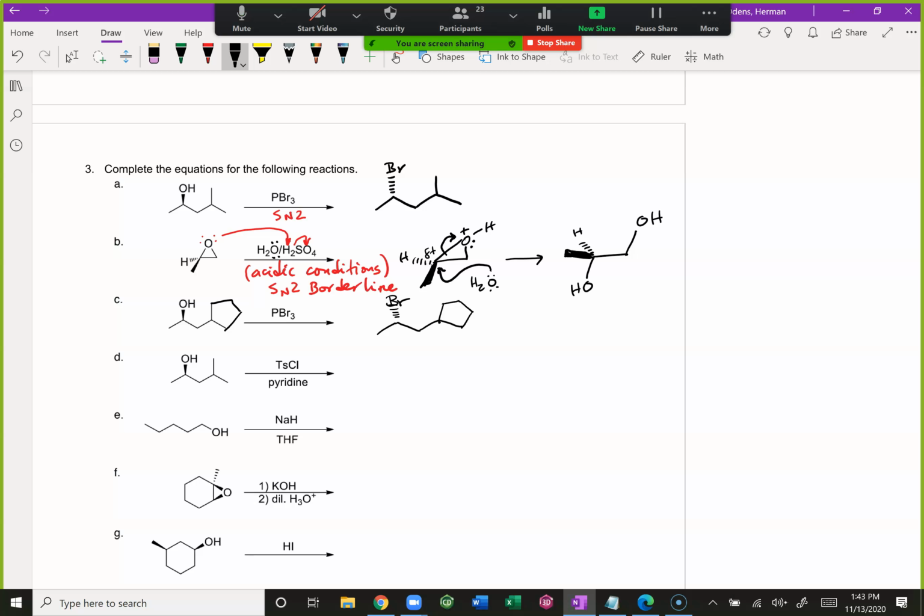All right, next example is tosylation of an alcohol. We have pyridine. Pyridine is in charge of grabbing this H to make the molecule neutral. So it's going to do this. Keeps the configuration up, oxygen, and the tosyl group will be there.